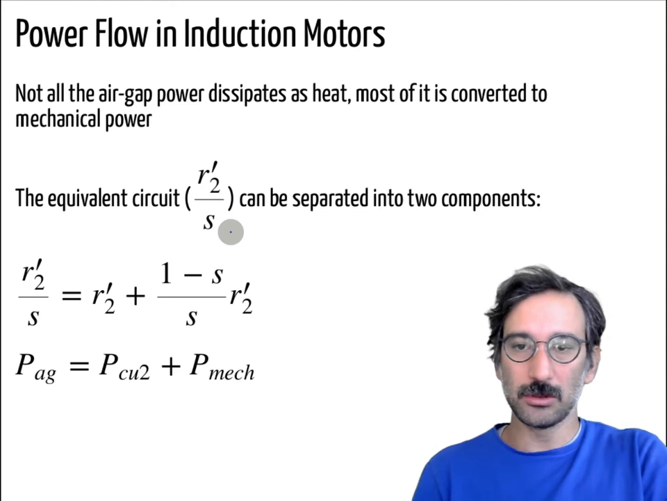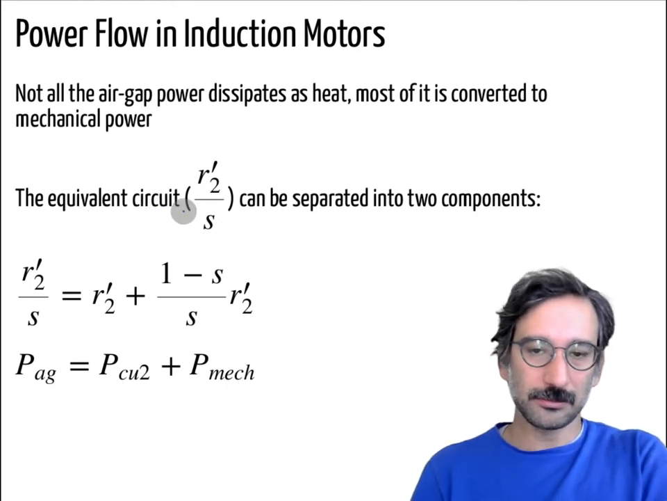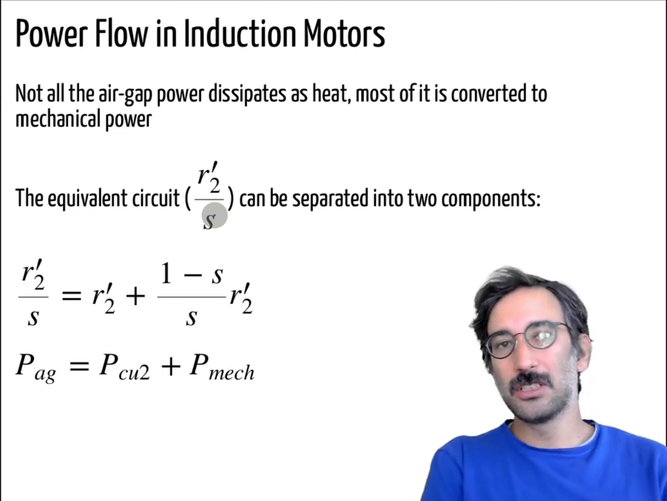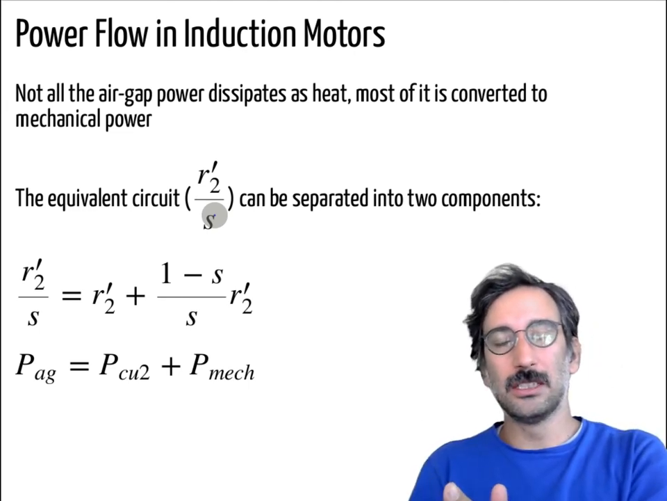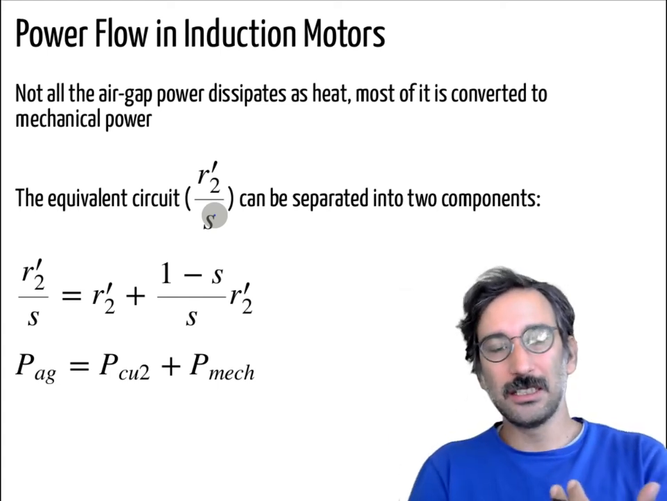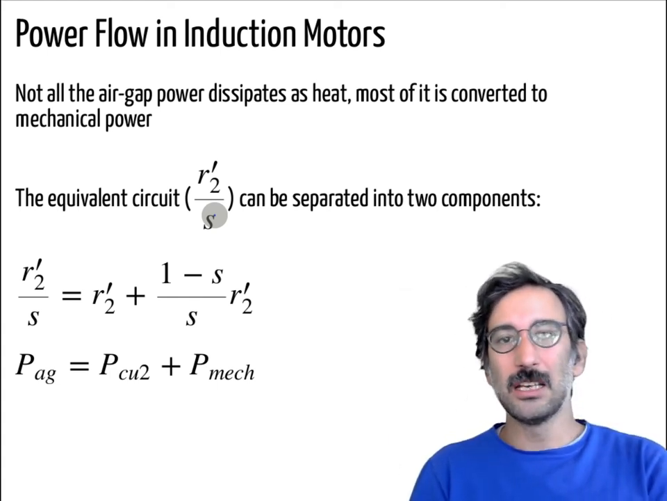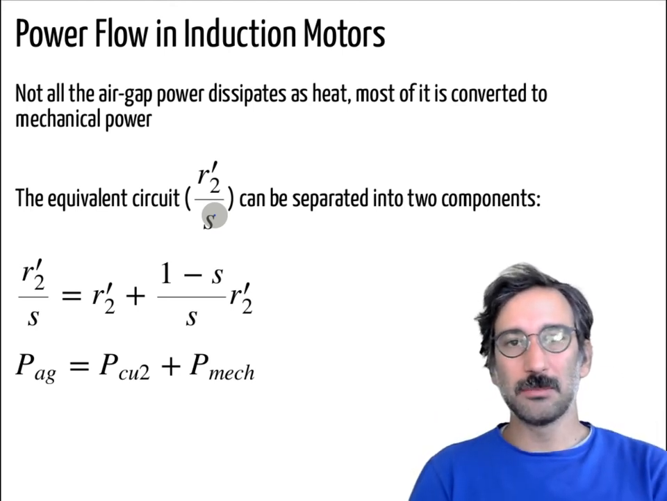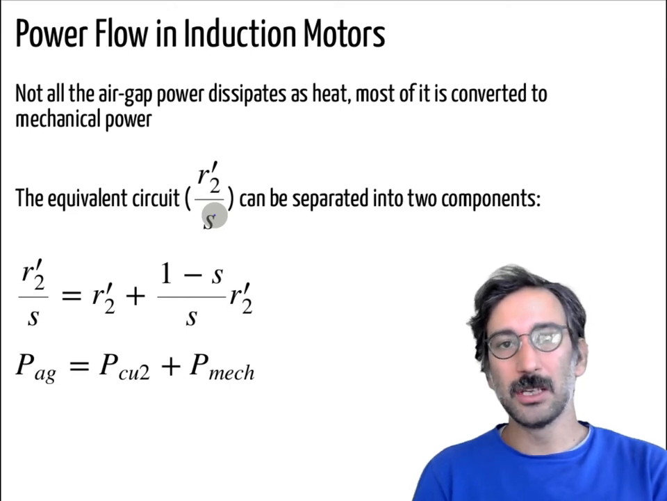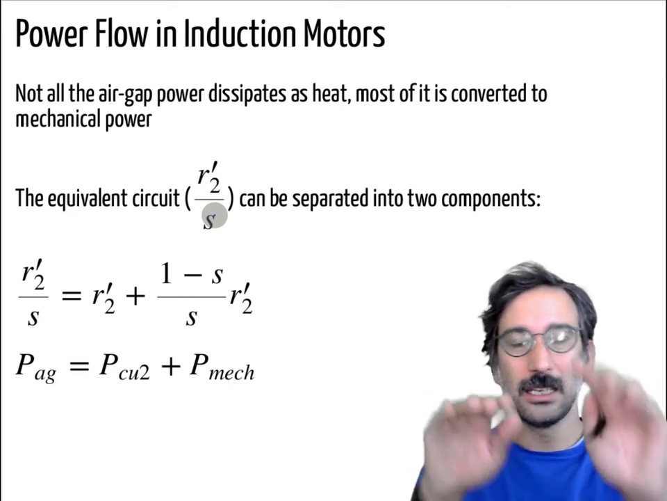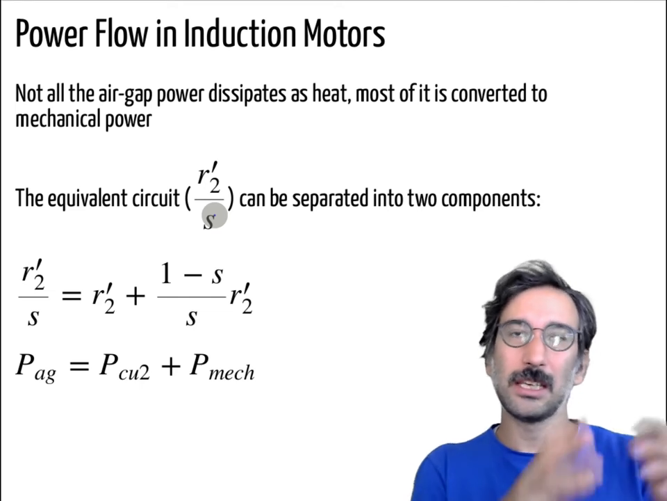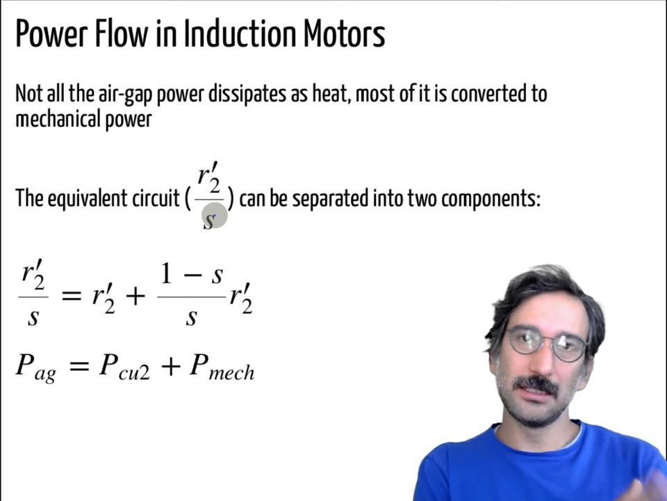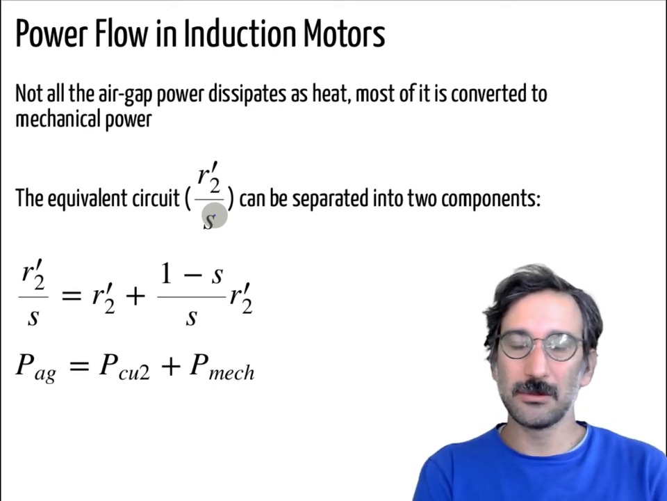I'm skipping those parts. The equivalent circuit's R2 prime over s is just a conversion that we use to account for the frequency changing on the rotor side. So we multiply or divide those things by the slip to get equivalent E1 and E2 parameters. But at the end of the day, the real power dissipated in the rotor resistance, there's some real resistance there as well, doesn't change.